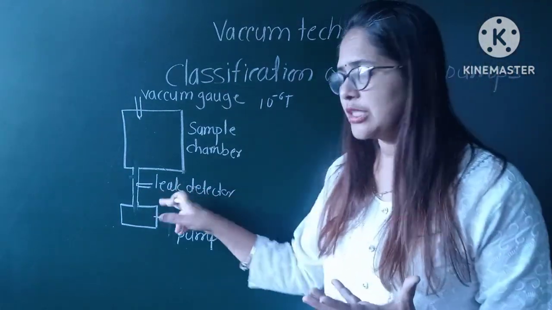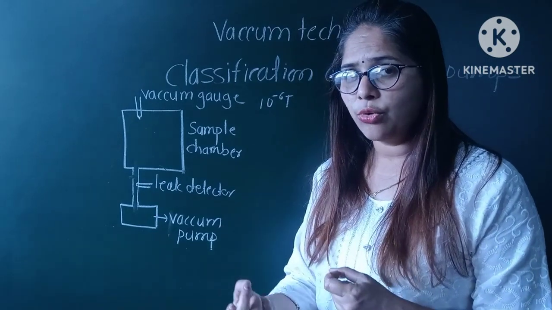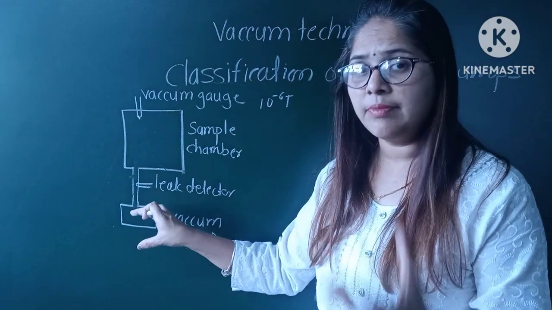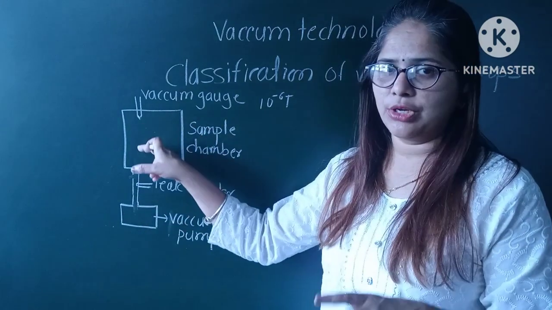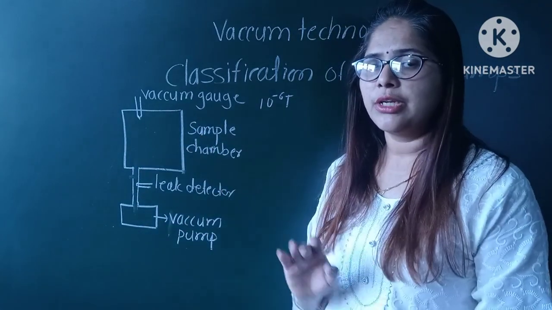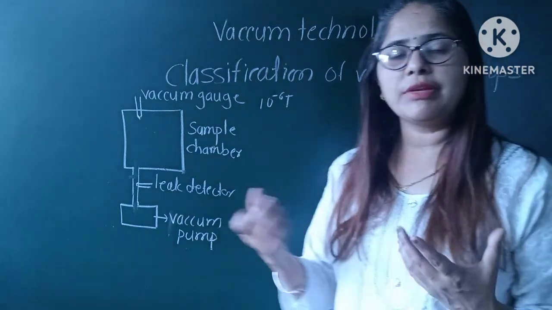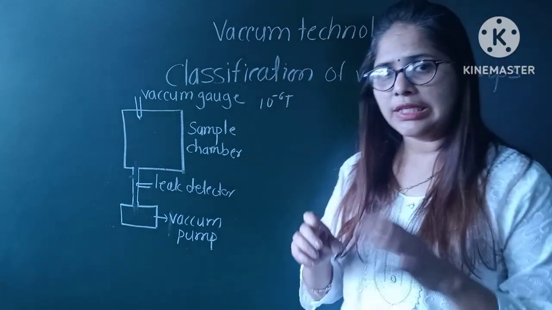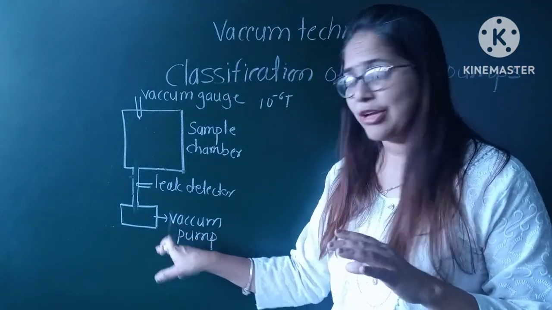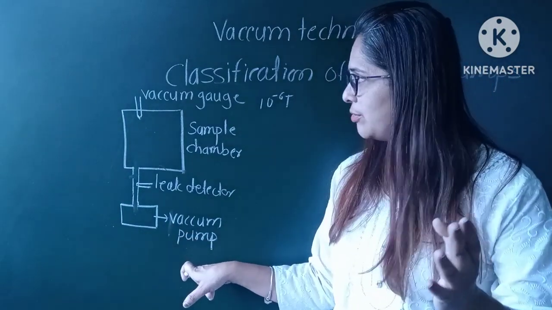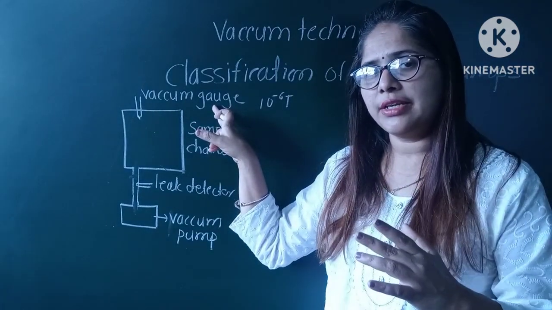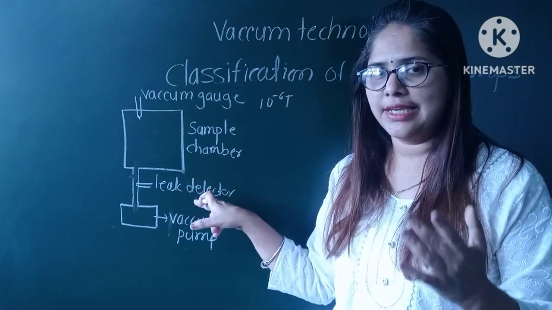So leak detectors play a very important role in detecting leaks in the complex piping system and in the sample chamber also. So vacuum technology basically consists of three basic elements: the vacuum pump to generate the vacuum, the vacuum gauge to check whether the expected vacuum is created or not, and the third is a leak detector.